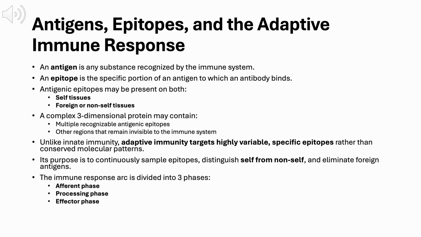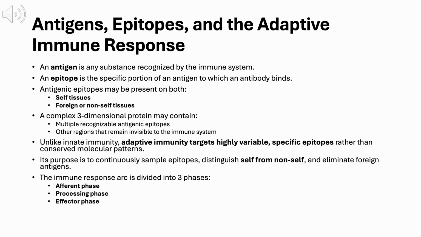Before we can talk about recognition, we need precise vocabulary. An antigen is any substance the immune system recognizes. But the immune system doesn't see the whole molecule. It sees an epitope, the specific portion of that antigen to which an antibody or receptor binds. This distinction matters because a single complex three-dimensional protein may display multiple recognizable epitopes, while other regions stay completely invisible to the immune system. And epitopes exist on both self and foreign tissues, which is exactly why autoimmunity is possible.